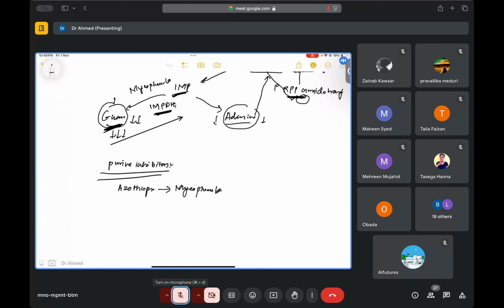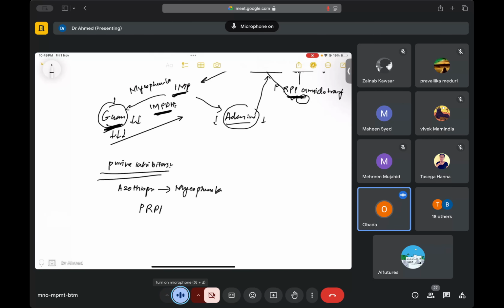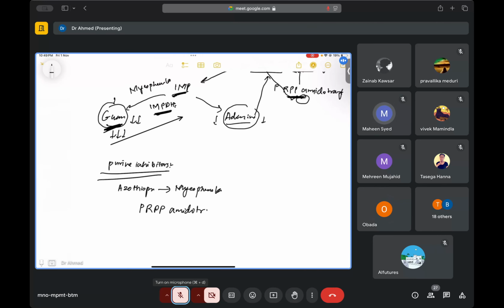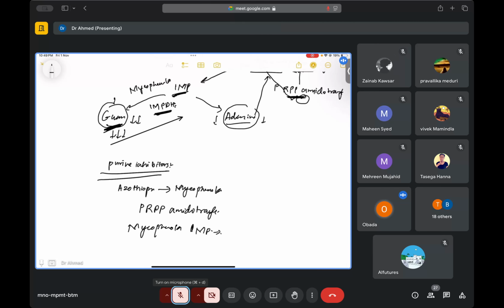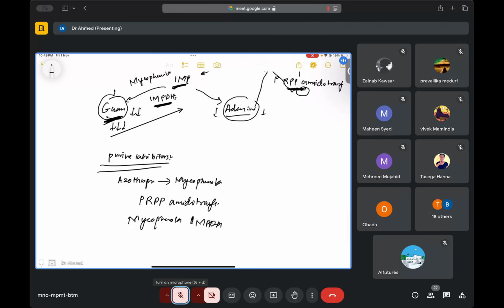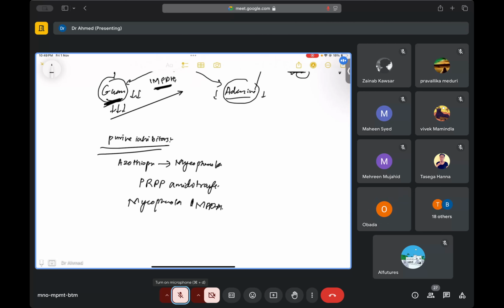So basically, which enzyme do they inhibit? Methotrexate indirectly inhibits dihydrofolate reductase. Mycophenolate inhibits IMP dehydrogenase. And what are the downstream effects? Inhibition of DNA and purine synthesis and cell replication.